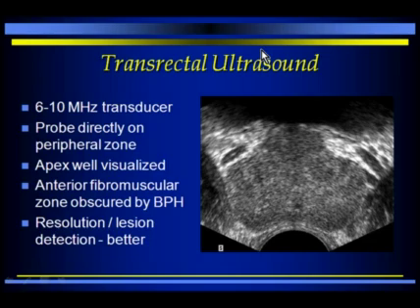Ultrasound of the prostate is preferentially done with a transrectal approach. That's the way of getting closest to the prostate. It gives you the best images of the prostate. The probe we use is anywhere from 6 to 10 megahertz.